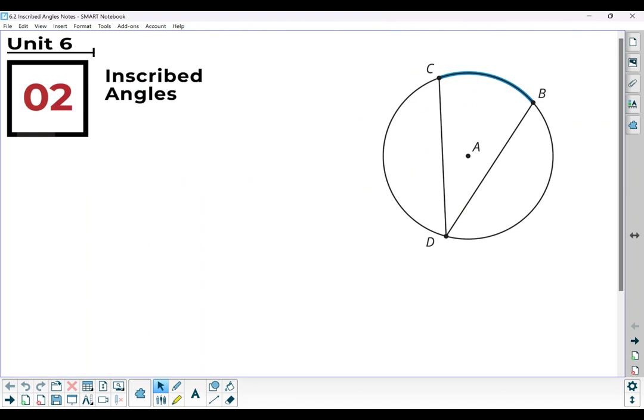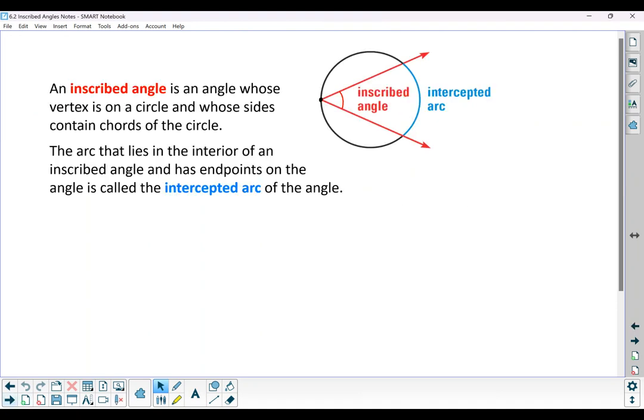We're going to be talking about inscribed angles. An inscribed angle is an angle whose vertex is on a circle. So the vertex, remember, this is the vertex. In this case, the vertex is right on the edge of the circle, and the sides of that angle are chords of the circle. In this example, it kind of shows them as rays, but you can see the two chords there.